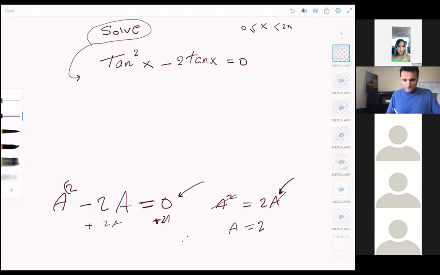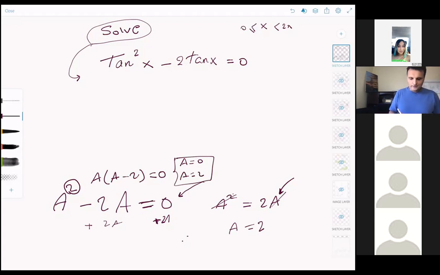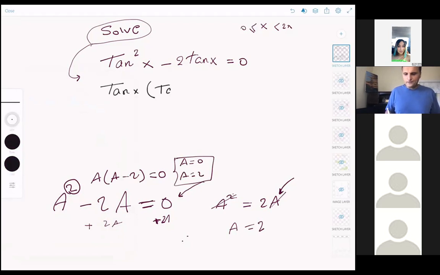This is degree 2, that means quadratic. In order to solve quadratic, we can use the quadratic formula or we can factor it. Here I can factor a: we have a minus 2 equal to 0, right? Then a equal to 0 or a equal to 2. So we have 2 solutions. We do the same thing there. So we factor it: tangent of x, parenthesis, tangent of x minus 2 equal to 0.